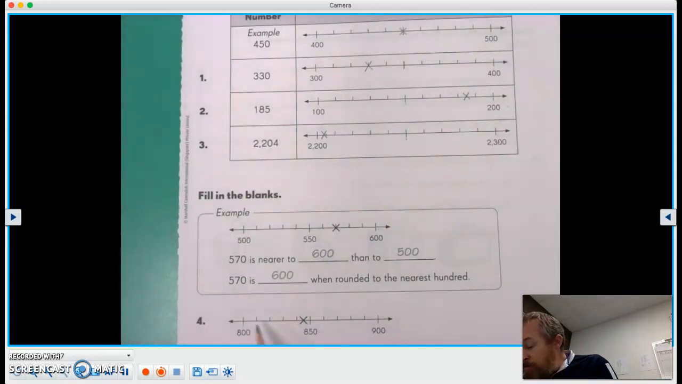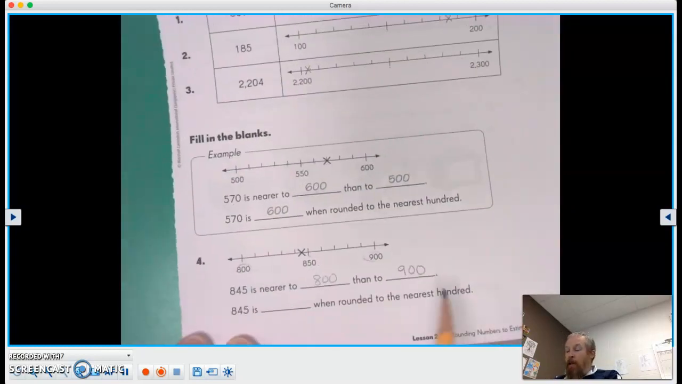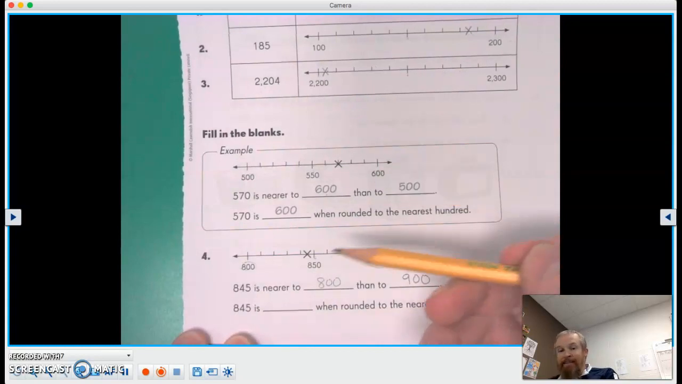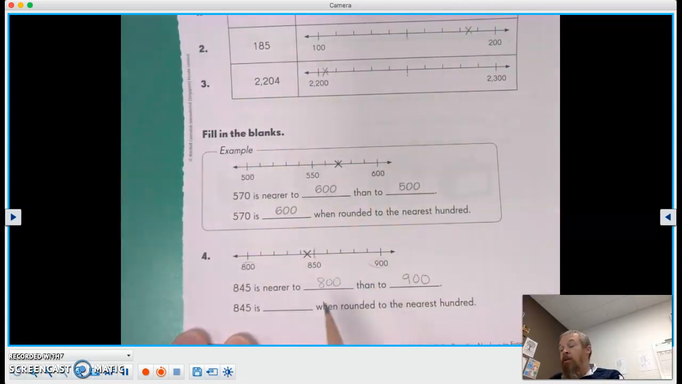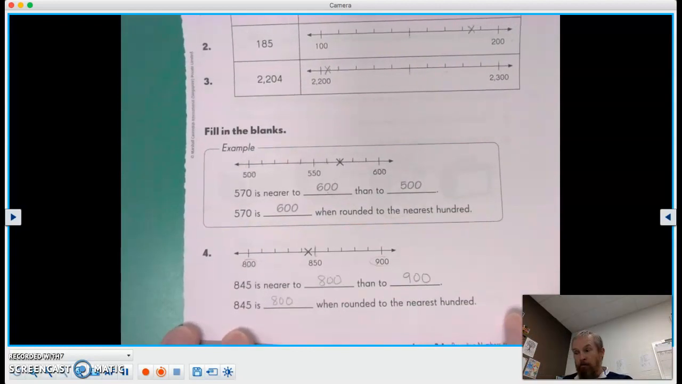So I look at this number, I see it's between 800 and 850. So 845 is nearer to 800 than to 900. Again, we're going by the hundreds right now. Okay? It's just slightly under halfway. 800, 900 is just slightly less than the halfway mark of 850. So 845 is 800 when rounded to the nearest 100.